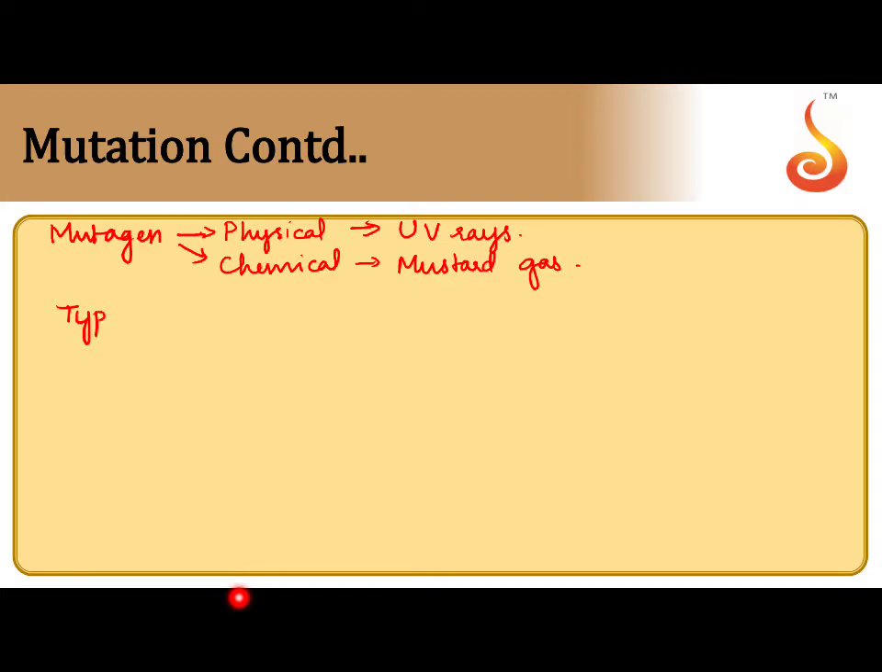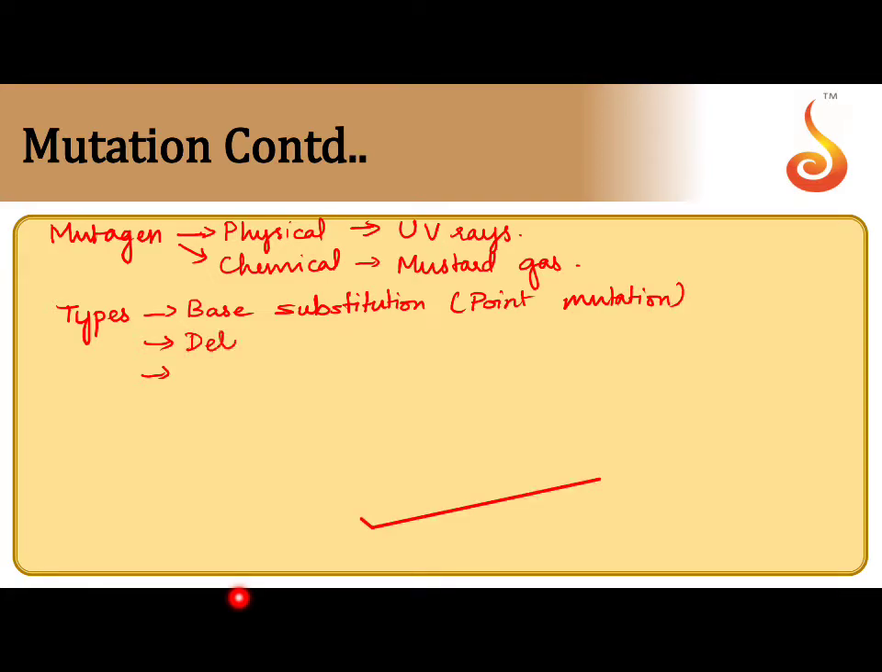Now, when this change happens, we see that there are three types. So, how many types of mutation do we see? There are three different types. First one is called base substitution. Base substitution is otherwise called point mutation, and then you have deletion and you have insertion type. So, the first one, as we have discussed, we are going to discuss as point mutation.